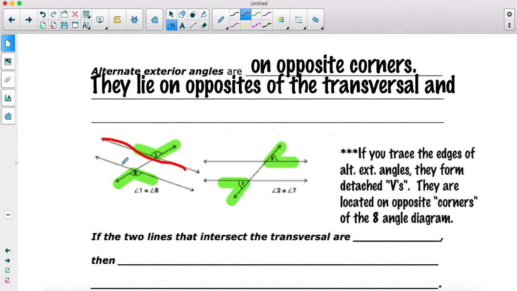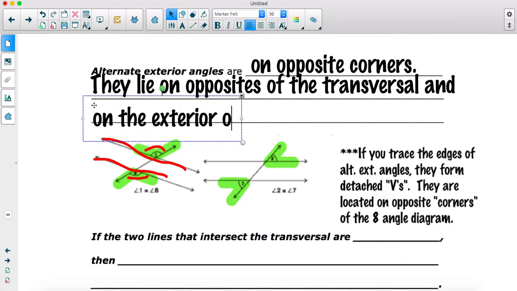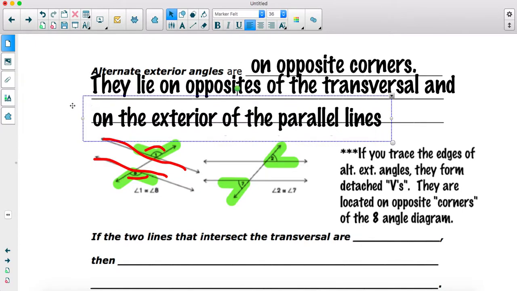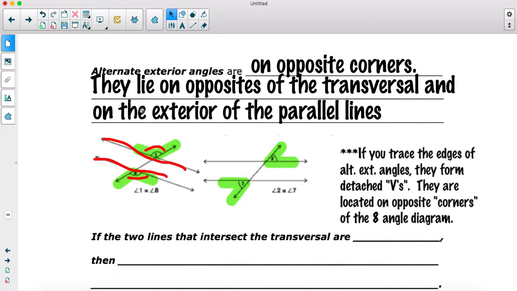See this one and this one. These angles are on the exterior. They lie on opposite sides of the transversal and on the exterior of the parallel lines. Sometimes the lines won't be parallel, but the other two that we're dealing with create the interior and the exterior regions. They'll always be on the exterior.